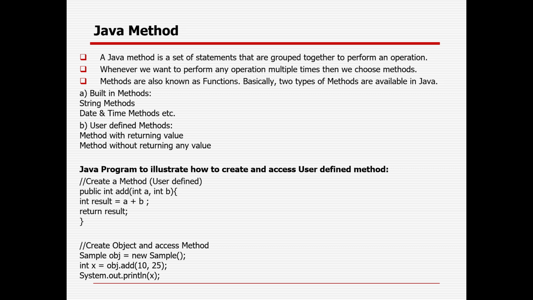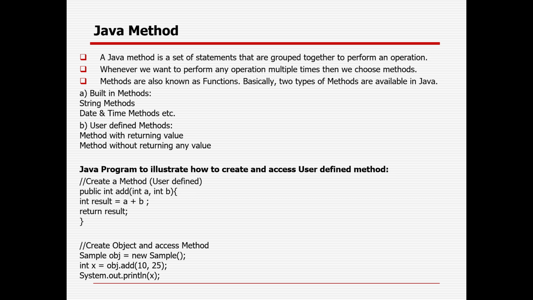So what is a method? Definition of the method: a method is nothing but a set of statements which are grouped together to perform an operation. Why do we need to create a method? Because if we define it one time, we can use it n number of times. And if I need to change it, I will change only one time, and automatically everywhere the method is being called will be updated. So that is the beauty of the method.